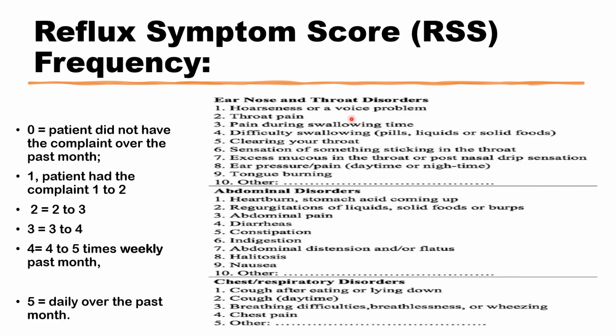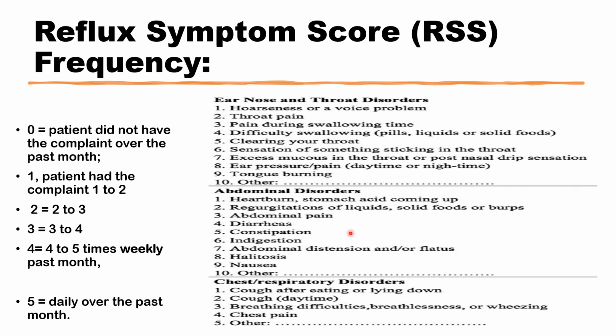So the 22 items are divided into 3 parts, starting with the ear, nose, and throat part. It includes items on hoarseness of voice, throat pain, pain during swallowing, difficulty in swallowing, clearing of the throat, sensation of a lump in the throat like a globus, excess mucus in the throat or a postnasal drip, pressure in the ear either daytime or at night time, and burning of the tongue. There is also a space for another added symptom by the patient not included here.